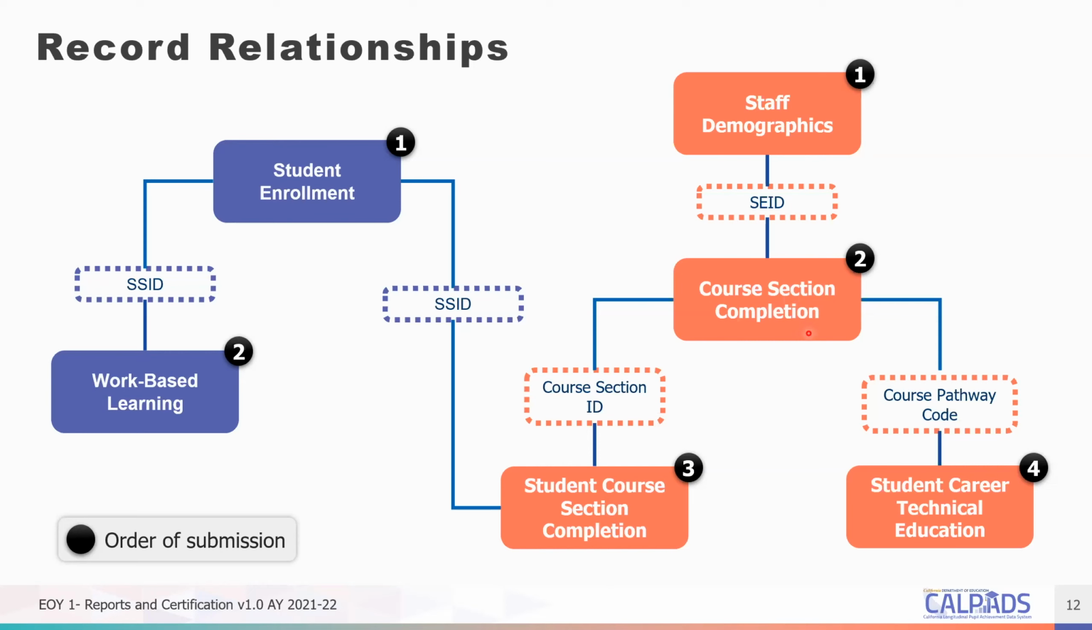And also based on the course section completion, we have the state course code that would then identify if a student is a CTE pathway completer, because there are specific state course codes for capstone courses that need to match when reporting an SCTE course.